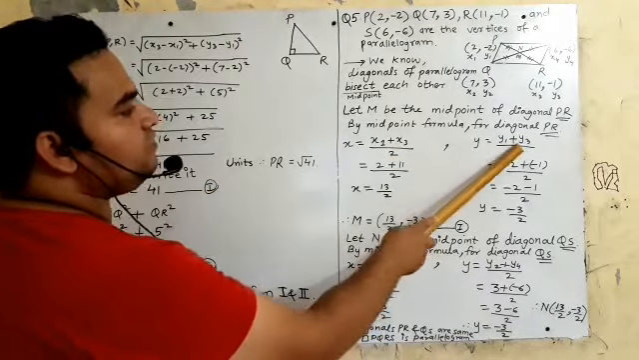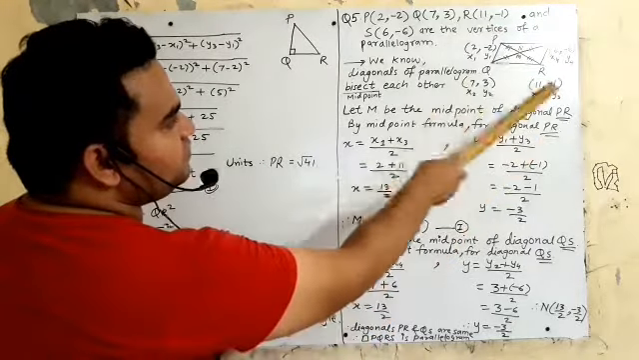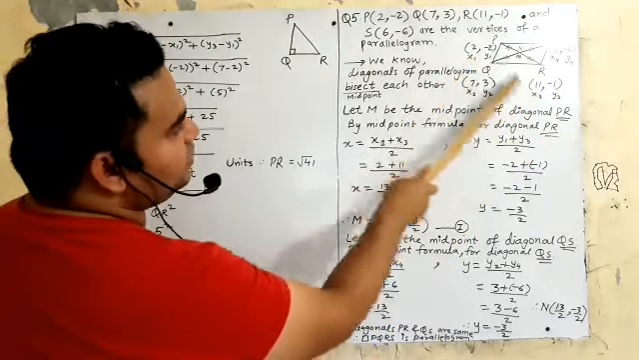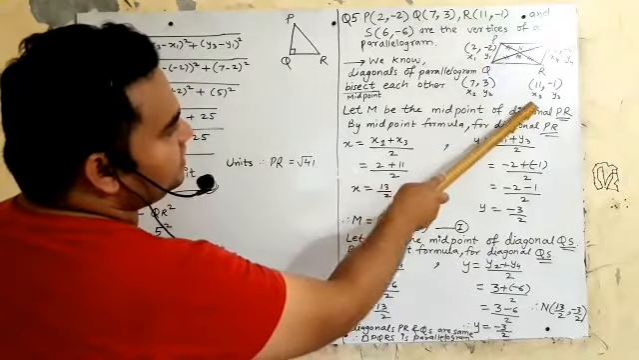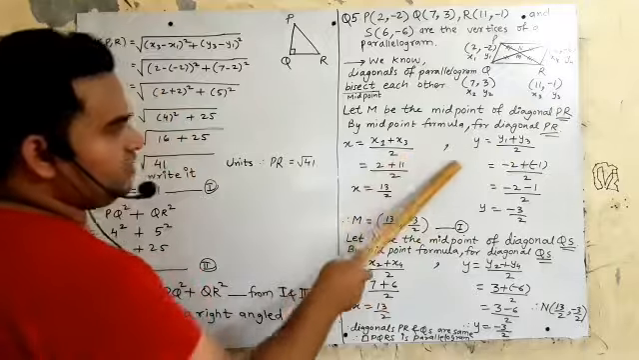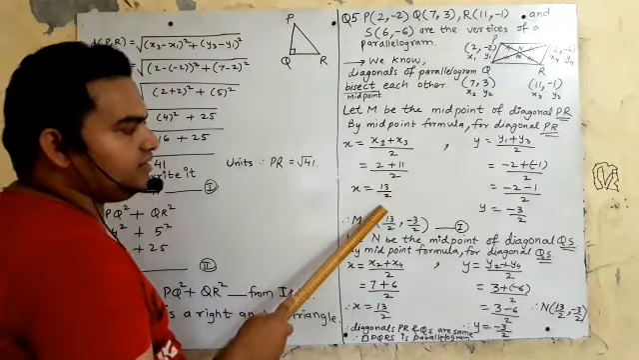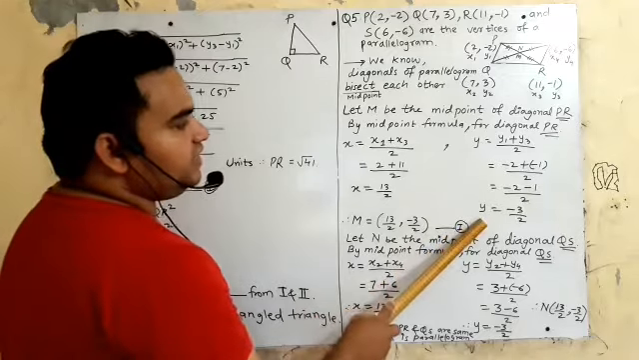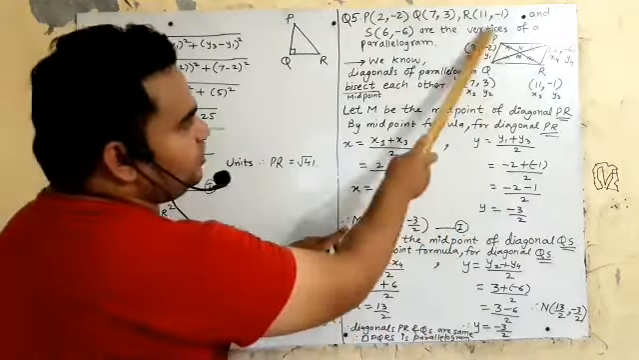Y is equal to (y1 plus y3) upon 2. I have mentioned here for PR, which means we will focus on PR, x1 and x3, y1 and y3. So we will use x1 plus x3, y1 plus y3 over here. Then we will write the formula. So the answer came: x coordinate 13 upon 2 and y coordinate is minus 3 upon 2. So this is your midpoint of PR.